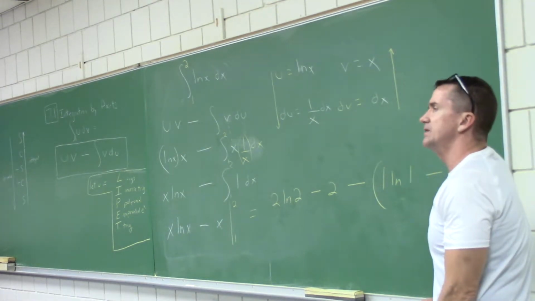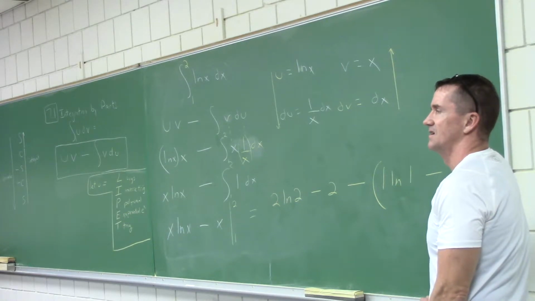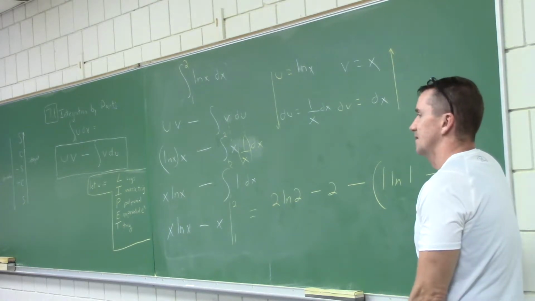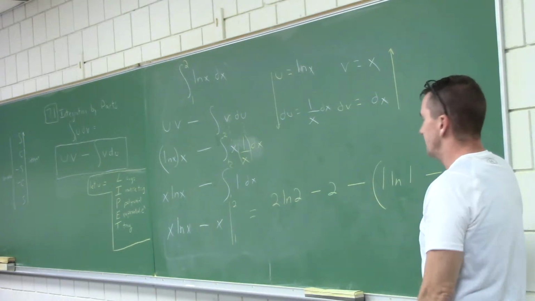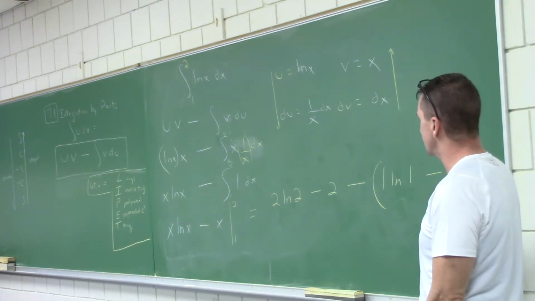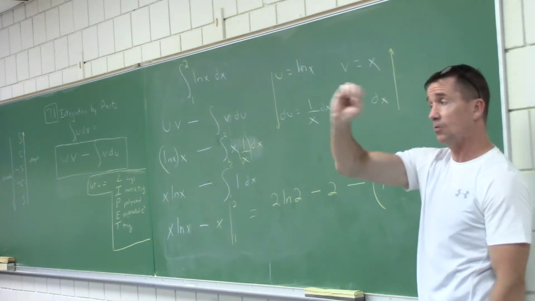Does everyone know why I didn't use 0? Natural log of 0 is what? Undefined, right? Later on in our course we talk about improper integrals. That topic comes up, but not now, so let's go from 1 to 2. All right, what is natural log of 1? Natural log of 1 is 0.